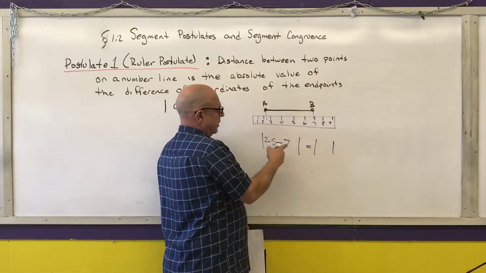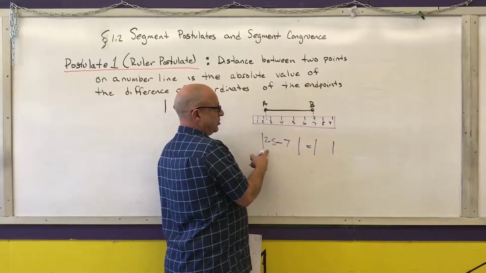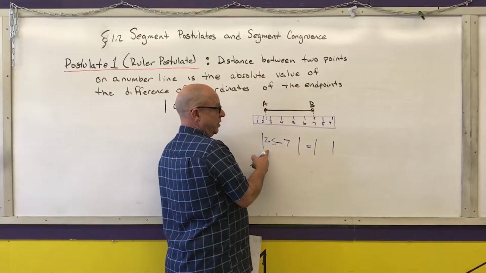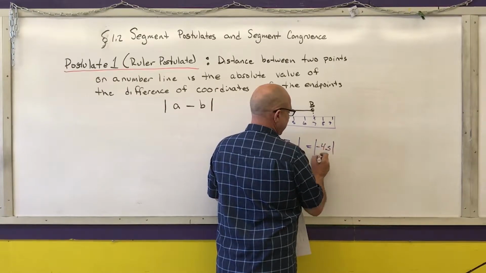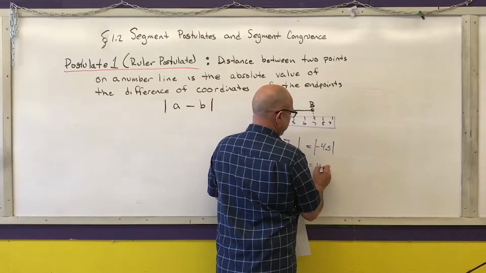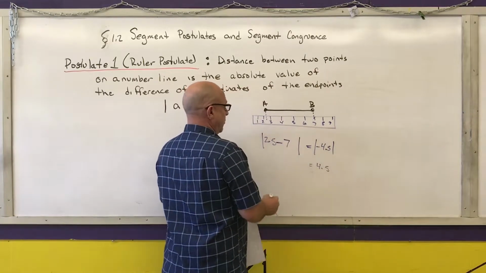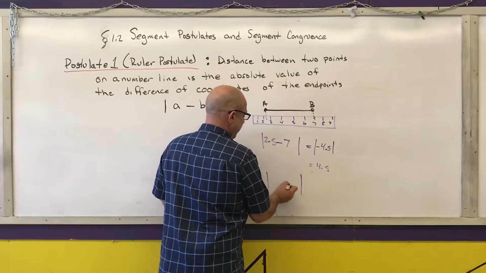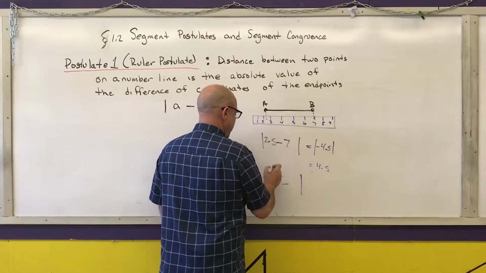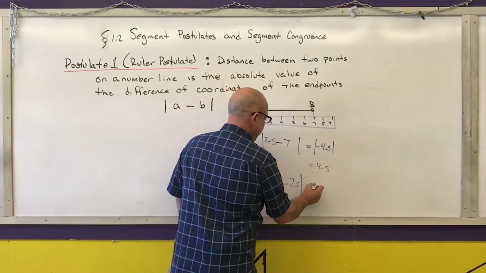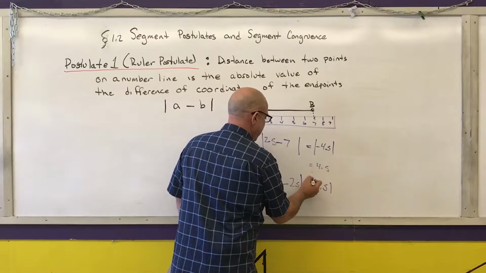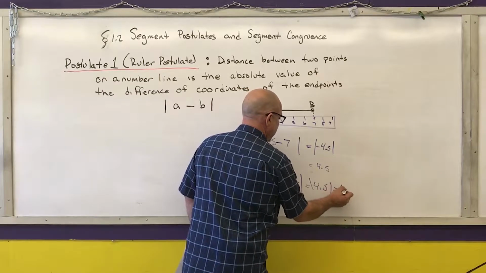So negative 7 plus 2.5 is going to be 4.5 in the negative direction. And I take the absolute value and I get 4.5. Or I could have put my 2 endpoints in the other direction. Absolute value of the difference of the coordinates of the 2 endpoints. So I got 7 minus 2.5, which would have just been the absolute value of 4.5, which is 4.5.